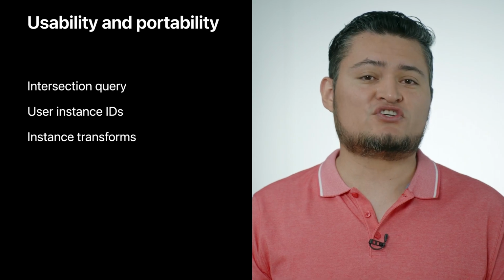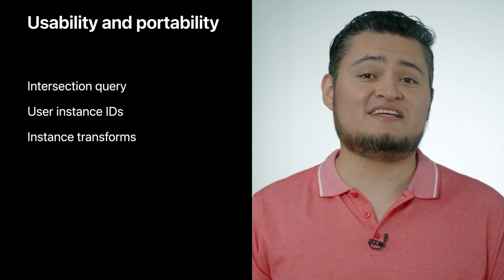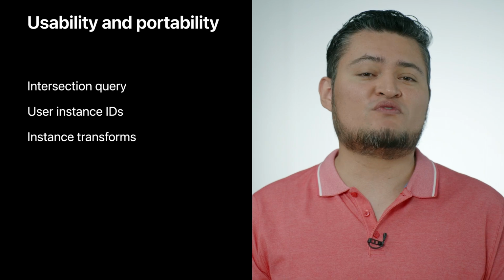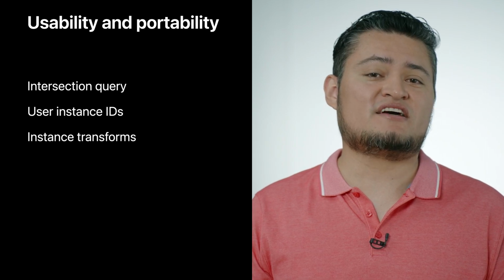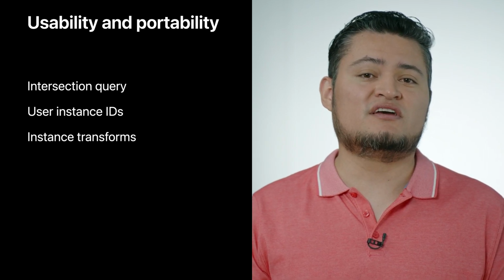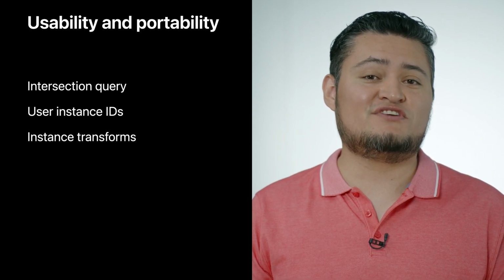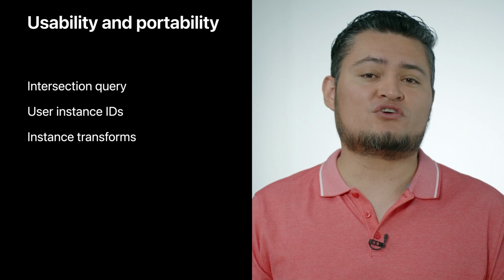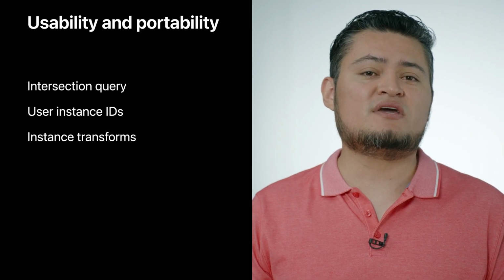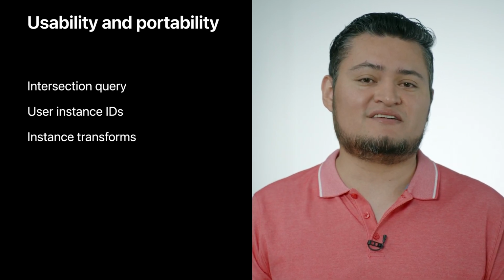And with the introduction of user instance ID and instance transform features, we're providing you the ability to access data from the acceleration structure instead of having to handle some external mapping in your code. In addition, these 3 features offer portability from other ray tracing APIs, making cross-platform development easier.